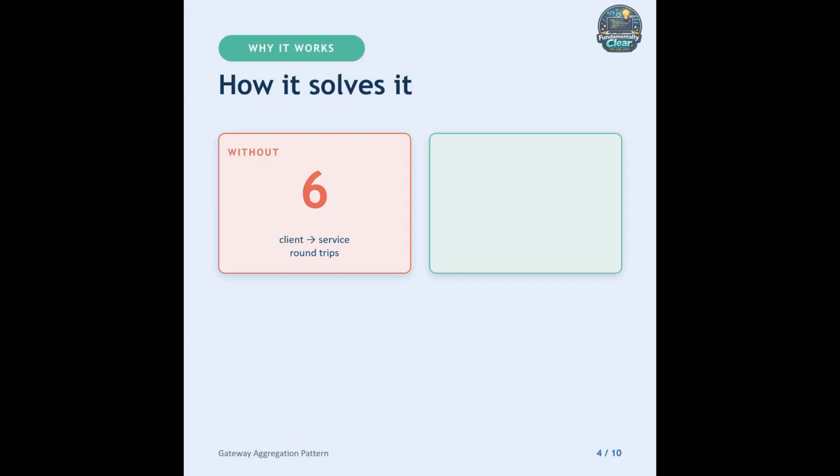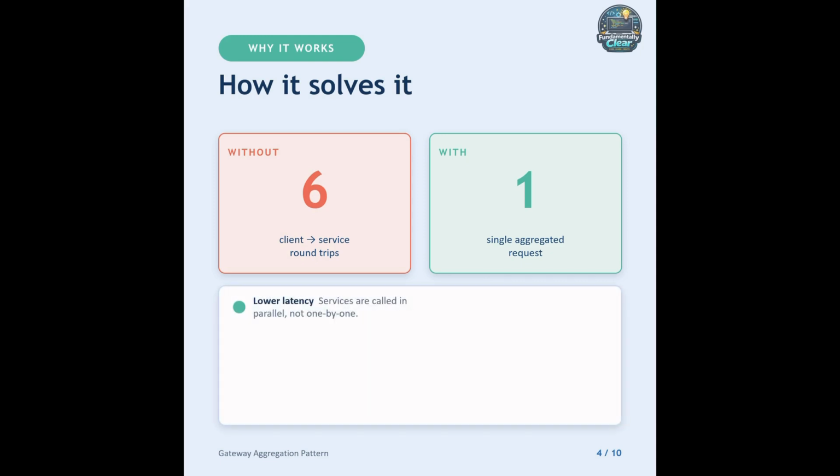Let's make this concrete. Without aggregation, your client makes 6 separate round trips to services. With the gateway aggregation pattern, it makes one aggregated call. That's the difference. But it's not just about the count of requests. First, lower latency. Because the gateway calls services in parallel, not one by one, you collapse the total wait time.